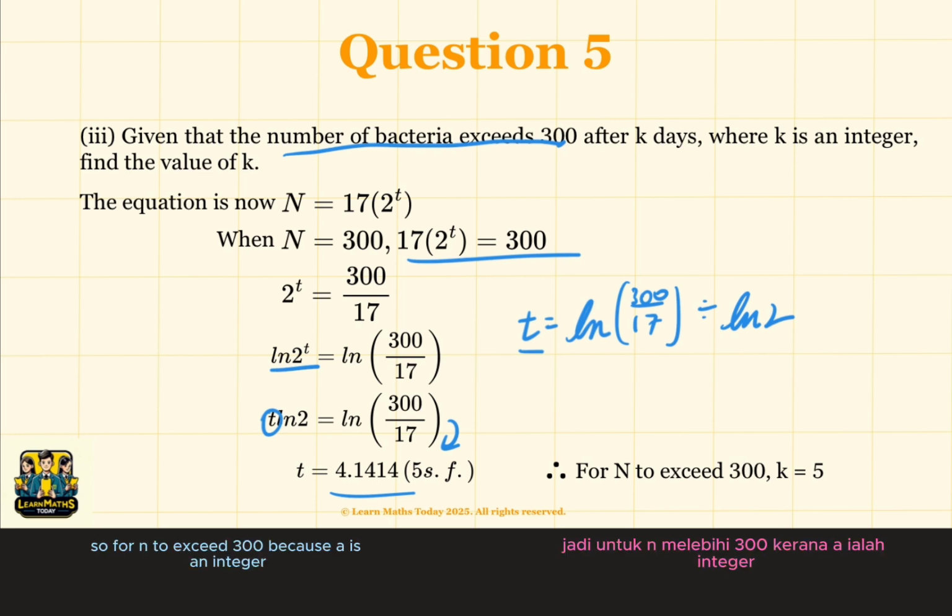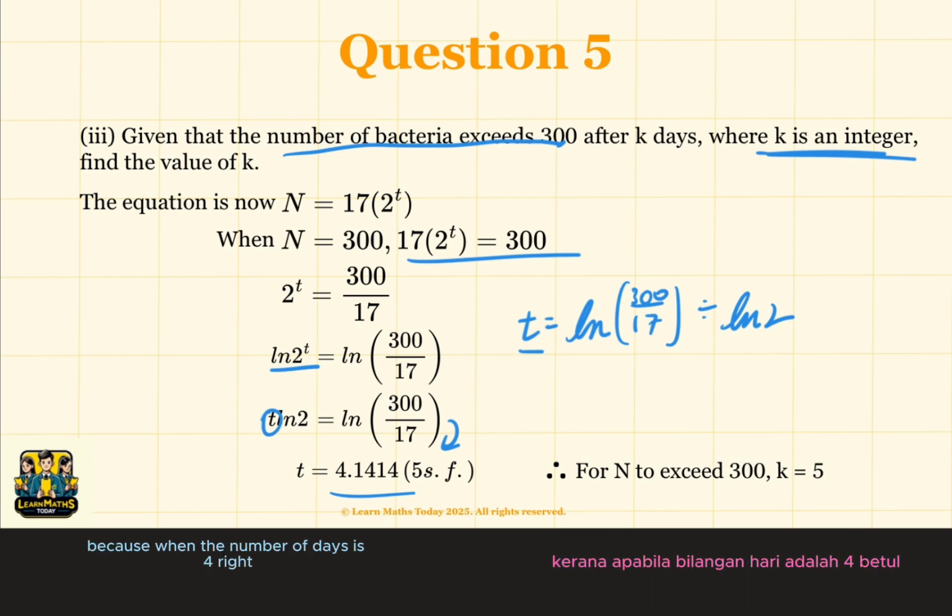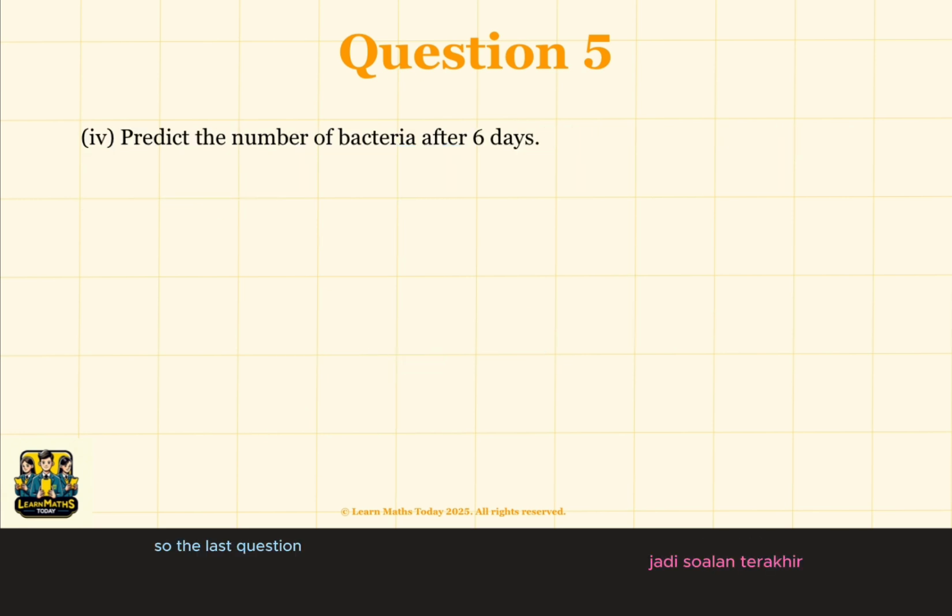So for N to exceed 300, because k is an integer, I will want to round up to get k days. Number of days is 5. Because when the number of days is 4, it wouldn't have exceeded 300 yet. So for it to exceed 300, it must be day 5. So the last question, predict the number of bacteria after 6 days.